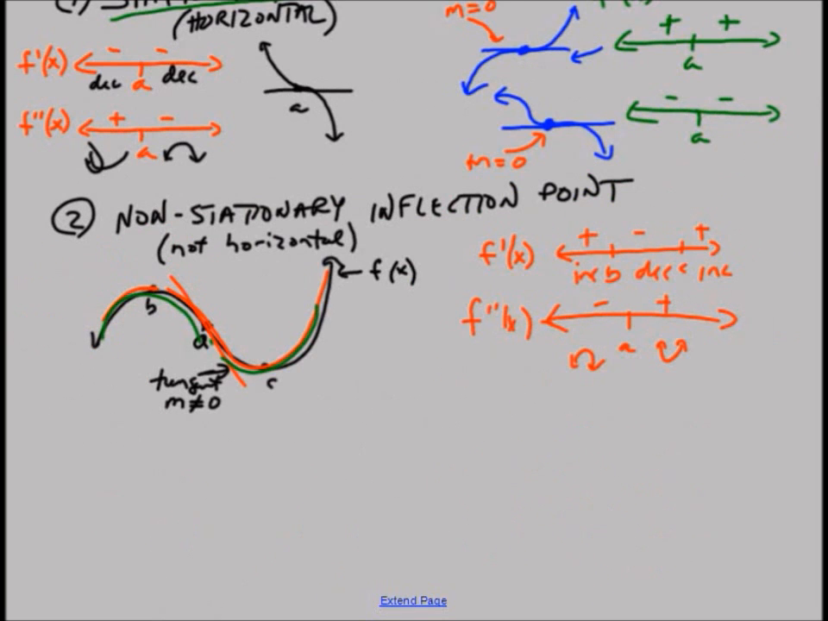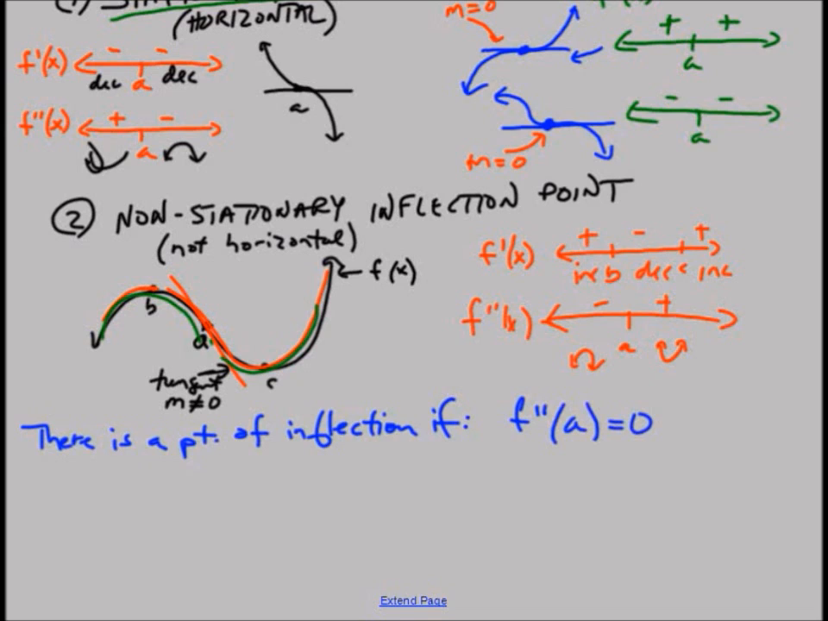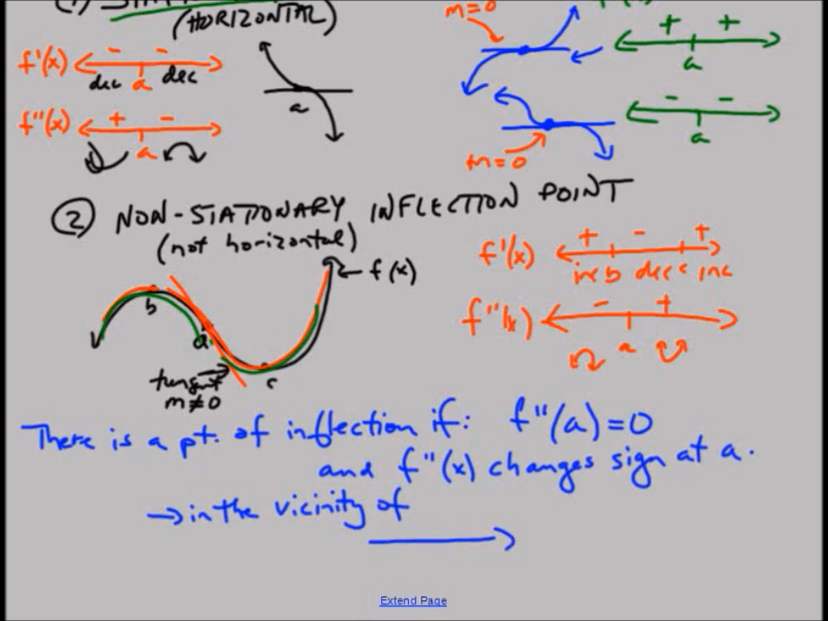Okay, so there is a point of inflection if the second derivative at some point equals 0, and the second derivative changes sign at A. Now remember, inflection means that the curve changes shape. So in the vicinity of A, the second derivative sign diagram is changing. So in the vicinity of A, the sign diagram near A will either be plus minus or minus plus.